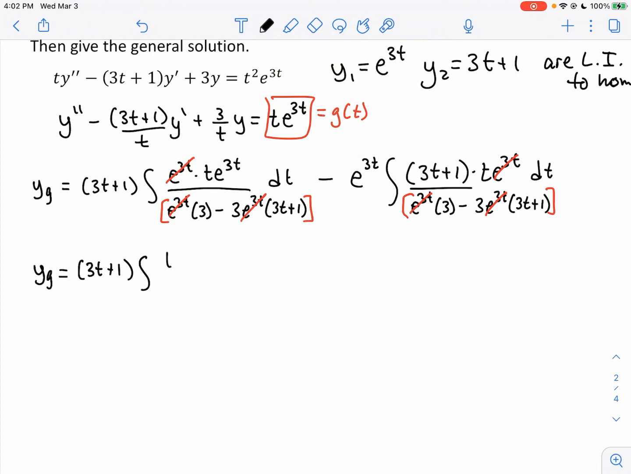Now let's see what's left. We have t e to the 3t over, and the bottom just becomes, we do have a negative 3 that needs to distribute across those parentheses. So we have a 3 minus 9t minus 3. And the 3's are going to cancel. That'll be nice. And the t's will then cancel after that. Even nicer. And the second integral, coefficient e to the 3t times the integral of, and we have the same denominator, but our numerator is 3t plus 1 times t over this same 3 minus 9t minus 3. And then dt.